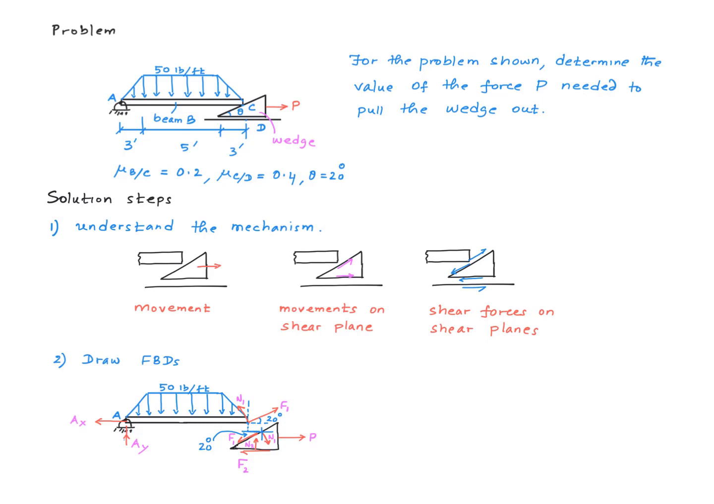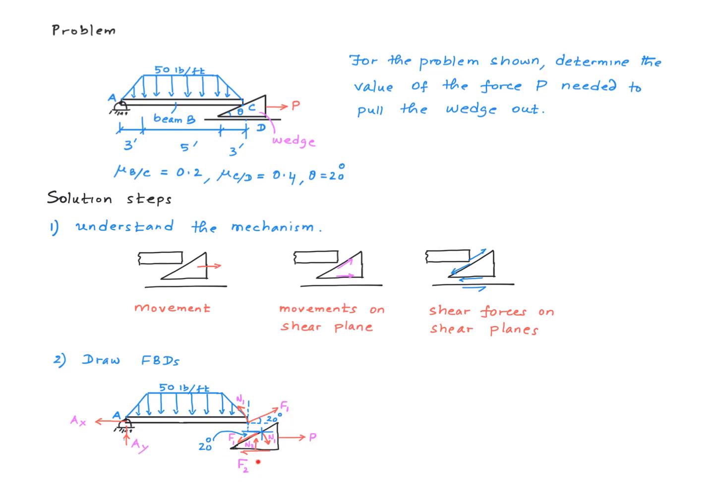Our second step here is to identify the bodies to be analyzed and draw the free body diagrams for these bodies, right? It's pretty clear that the bodies to be analyzed here are the beam and the wedge, right? Here are the free body diagrams for these two bodies. We already figured out the directions of the frictional forces, so we go ahead and mark the frictional forces in those directions. So I'm going to call this F1, and therefore that also will be F1, and I'm going to call this F2.